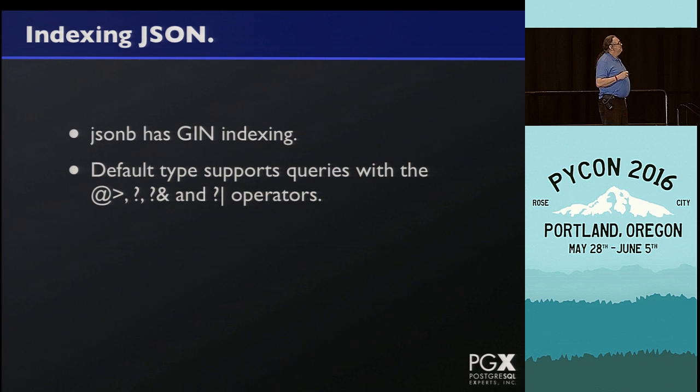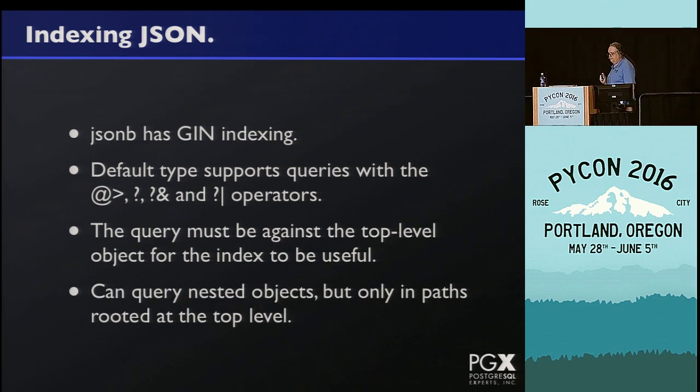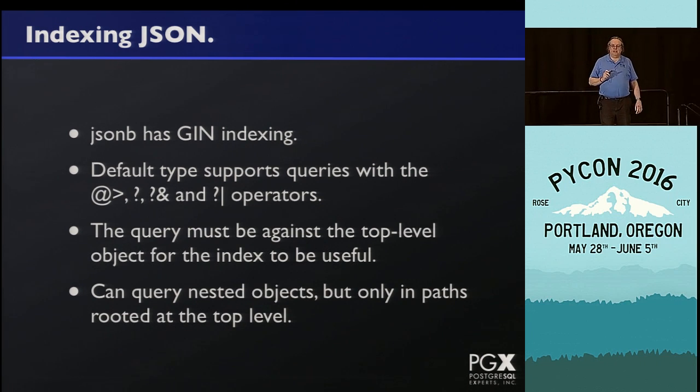JSONB has GIN indexing, and supports a set of operators, which are membership, key, has key, has all keys, has any key. And again, all of these work on the top level of the object. They don't look inside nested objects in the JSON structure. You can query paths, but the paths have to be rooted at the top level. Right now, there's no index-accelerated way of saying, find me a JSON object which has the key Fred at any level in the JSON structure. You can do it by just searching every record, but not using an index.